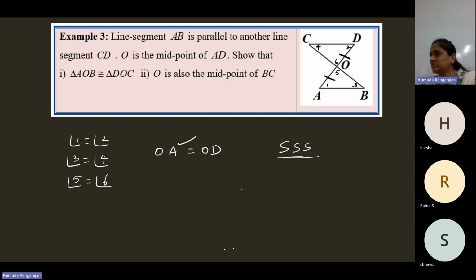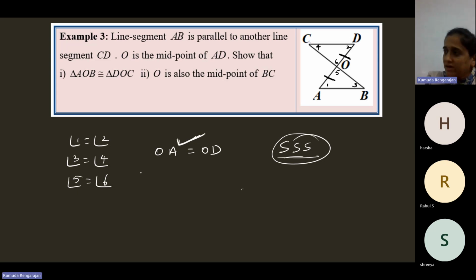No, no, no, you cannot just write like that. It should be given, or you should give a reason why you have written that. Either it should be given or you should write a reason. Simply, just to use SSS, you cannot write that all these 3 pairs of sides are equal.